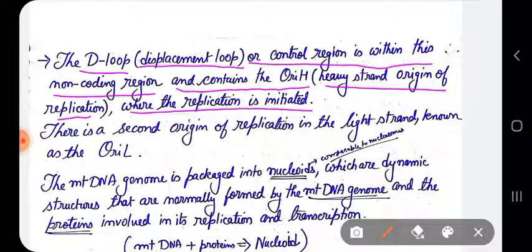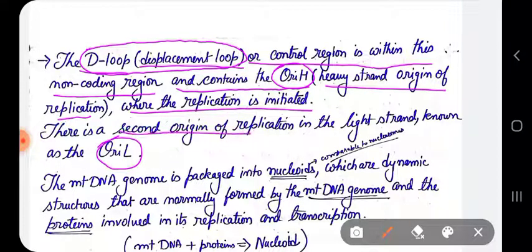So within this non-coding region found within the heavy strand, don't say heavy chain, of mitochondrial DNA, there is a D loop. D loop means displacement loop, that contains the origin of replication for the heavy strand, where the replication process is initiated. There is also another origin of replication for the light strand, which is the second origin of replication, known as the ORI-L.